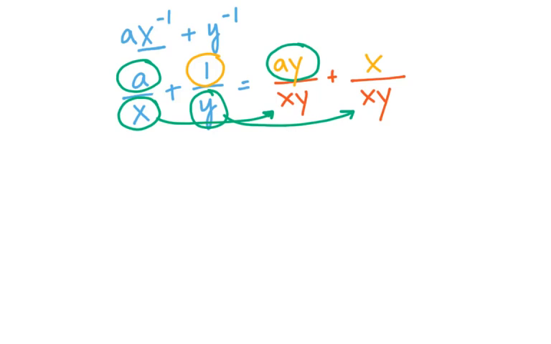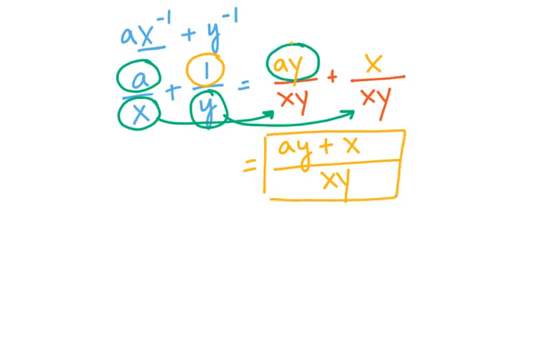Now that we have that common denominator, I can rewrite the denominator as just a single xy, and now add the 2 terms up top. We have an ay and an x. And that's as simplified as we can make that expression.